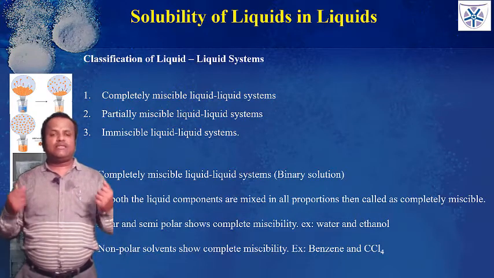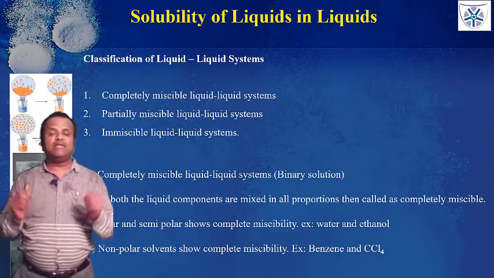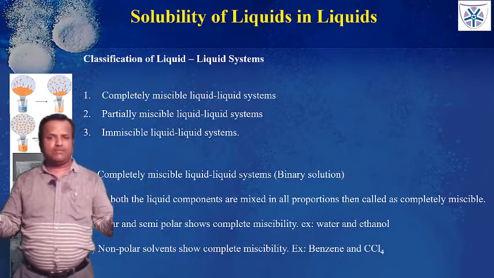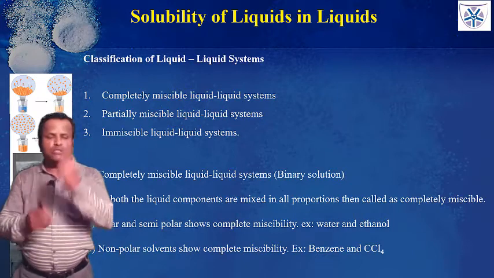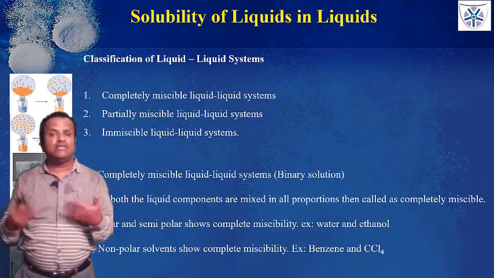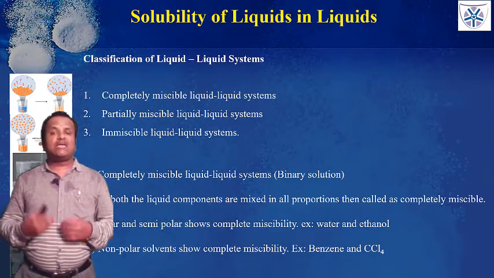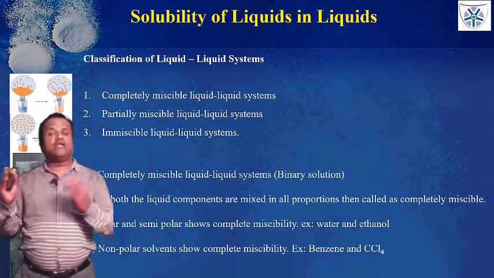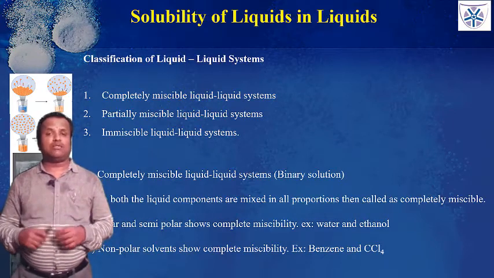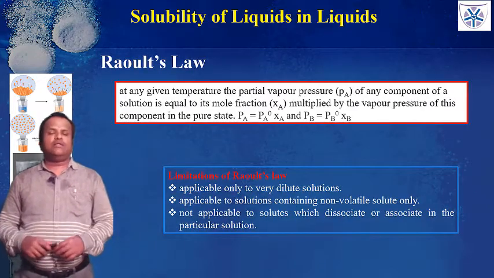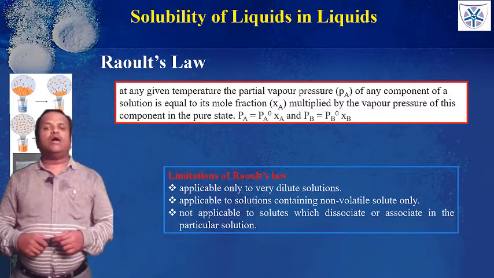Here we can take one example. Polar and semi-polar liquids show complete miscibility. If I mix water with ethanol or methanol, what will happen? They completely form a single solution. That is complete miscibility. The second one is non-polar solvents showing complete miscibility, for example benzene and carbon tetrachloride. These concepts of liquids in liquids are explained by Raoult's law.